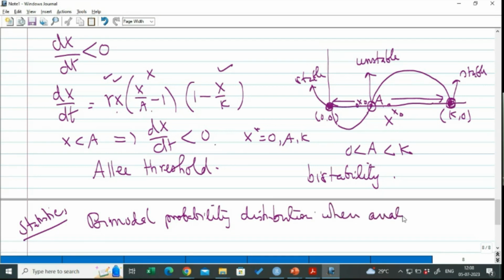Analyze the system in a random environment.